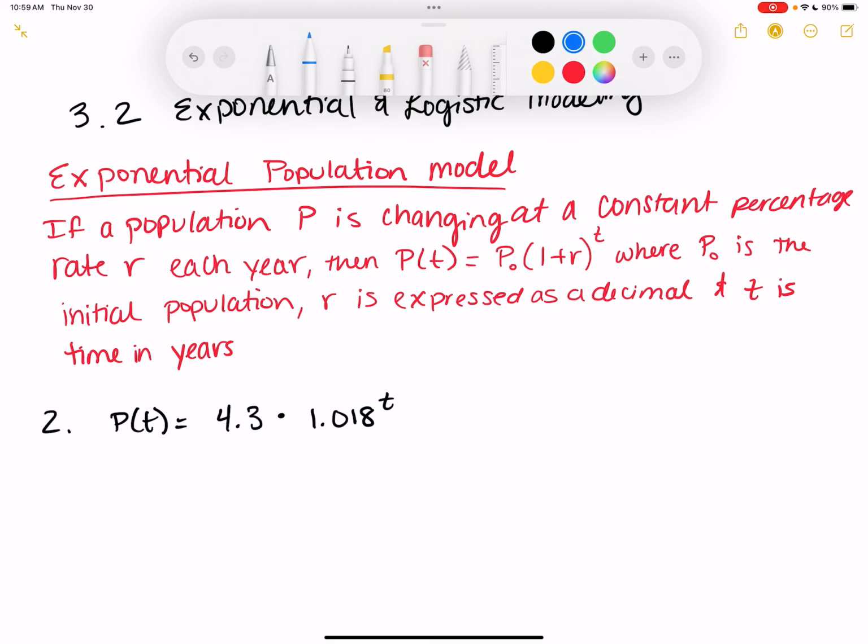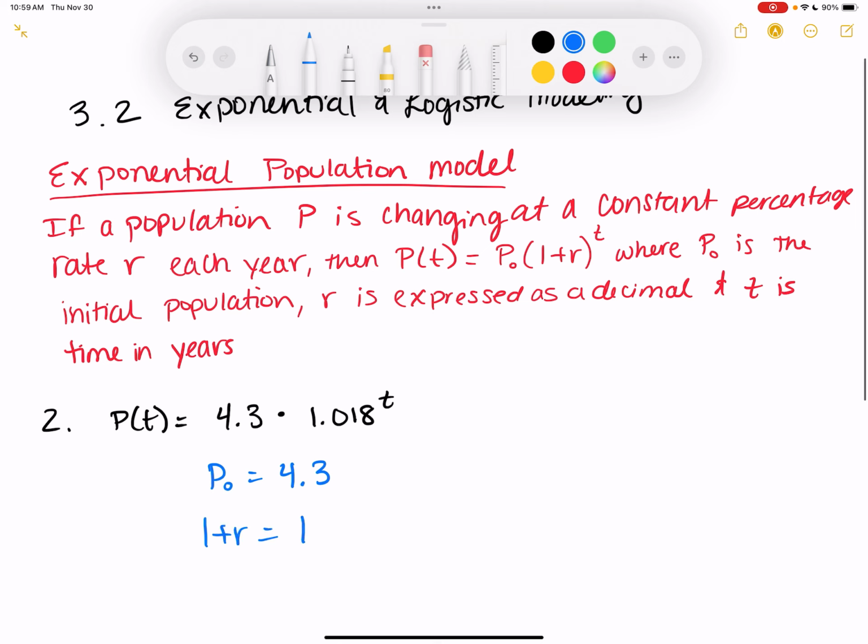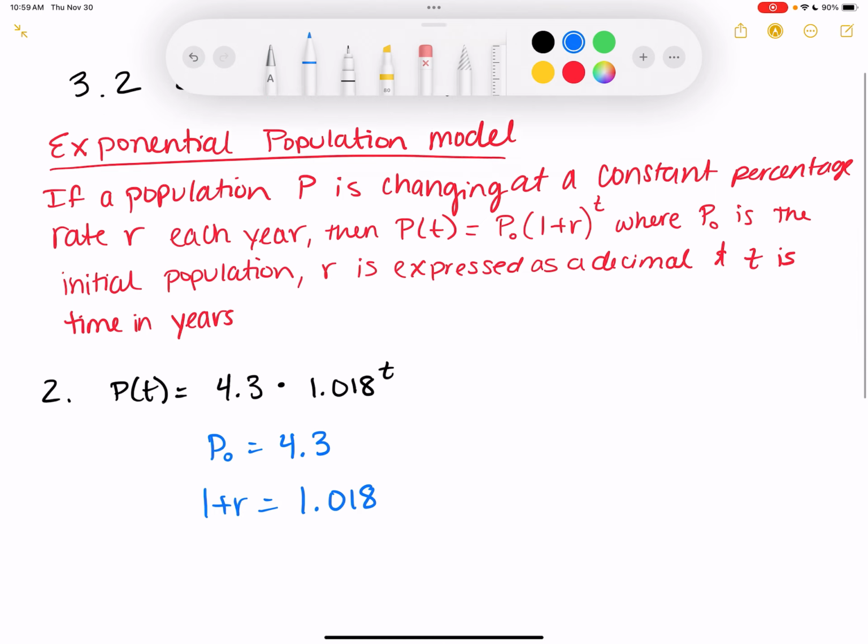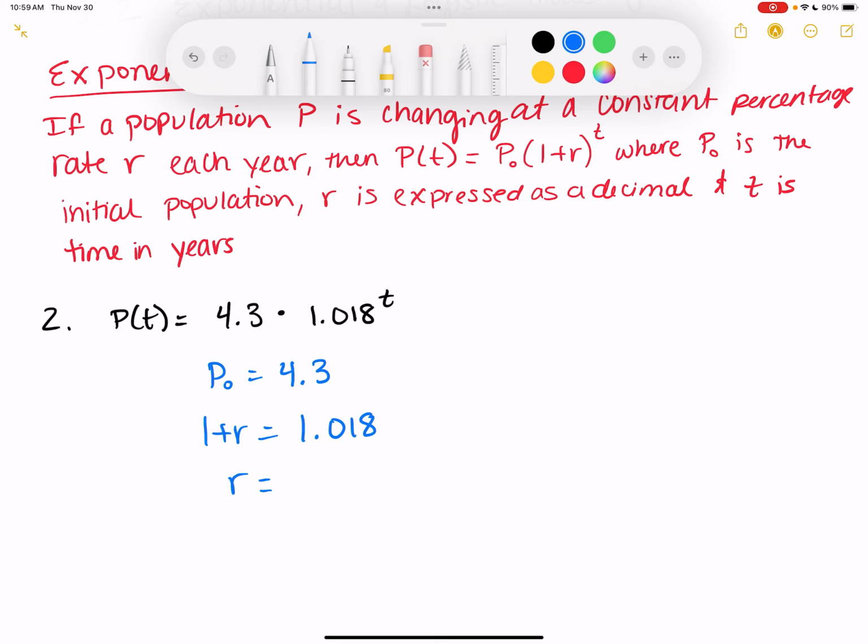So the initial value is P0, which is 4.3. Then from our formula, 1 plus R is what's being raised to the T. So we're going to say 1 plus R is equal to 1.018, and then basically just solving for R. So subtract 1. So R is equal to 0.018.